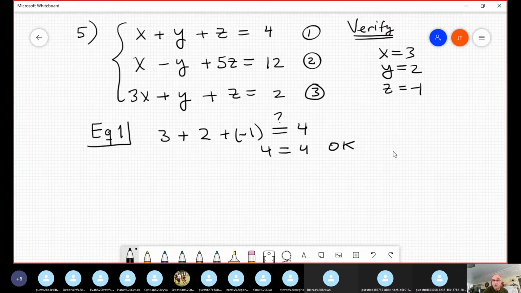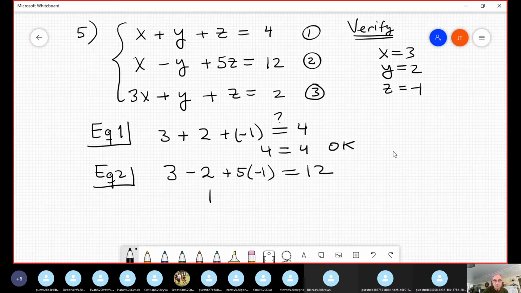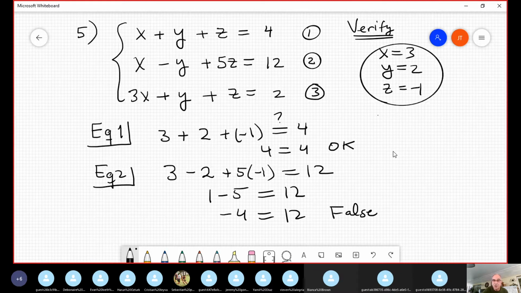Let's move on to equation 2. Equation 2 is x minus y, 3 minus 2, plus 5 times -1. Should be 12. 3 minus 2 is 1. 5 times -1 is -5. So 1 minus 5 is -4. And -4 is not equal to 12. This is completely false. The solution that they propose is completely wrong.